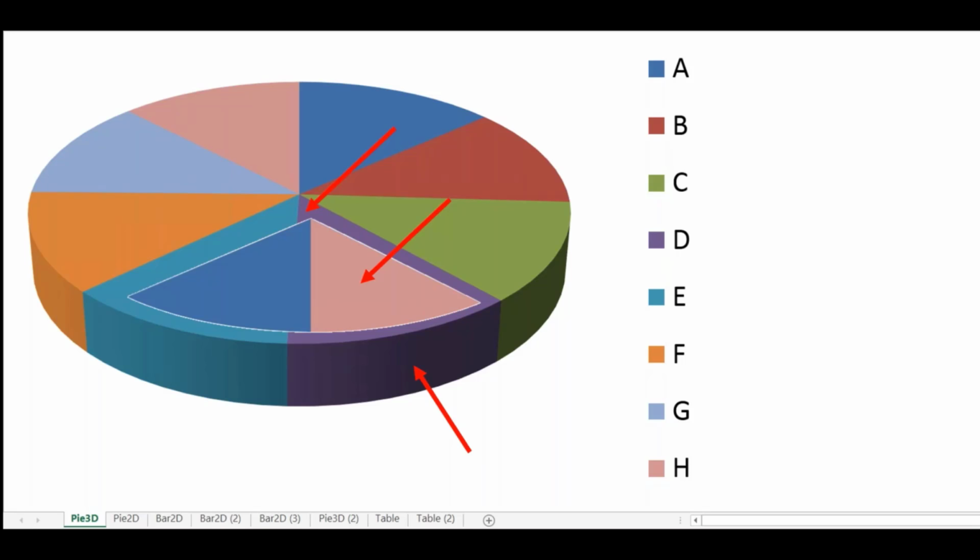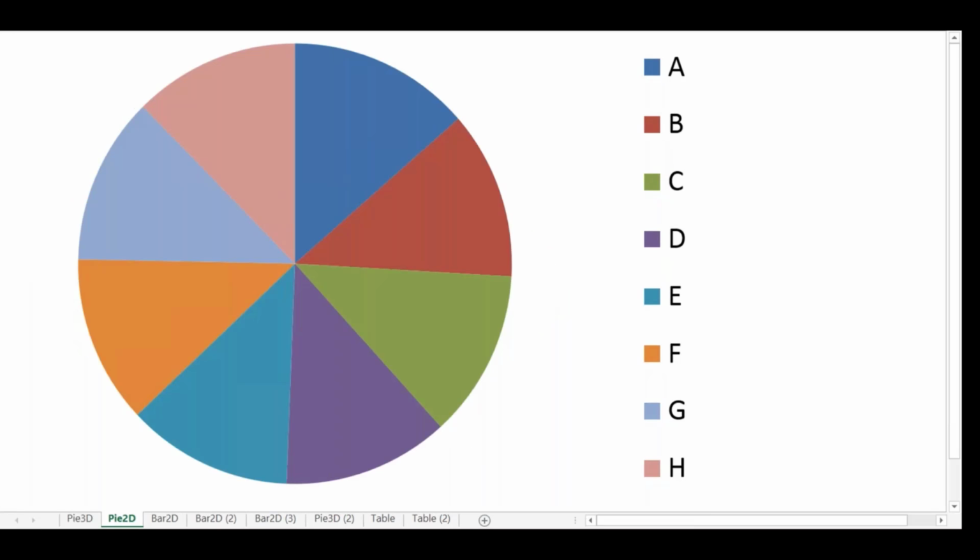If we remove the 3D effect, maybe it's easier for you. Again, take your time, press pause and find out what is the bigger one.